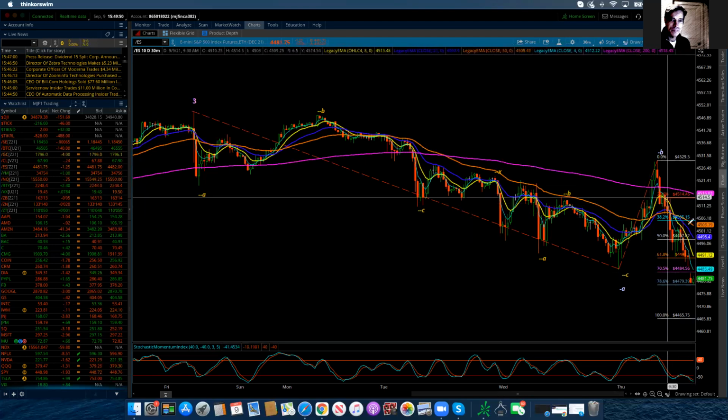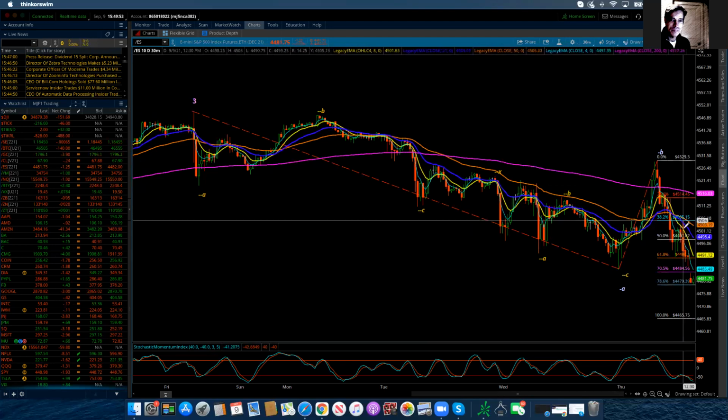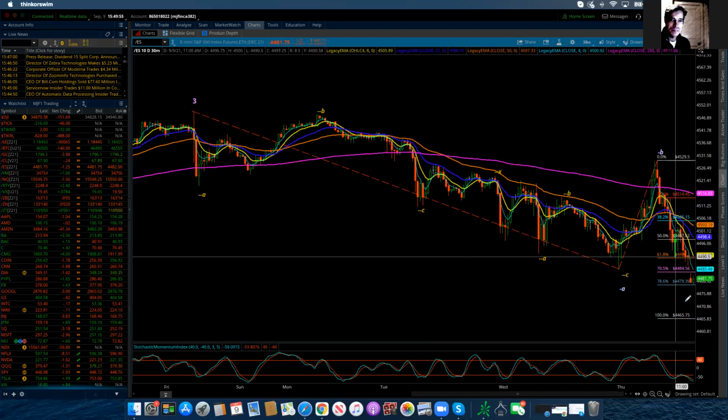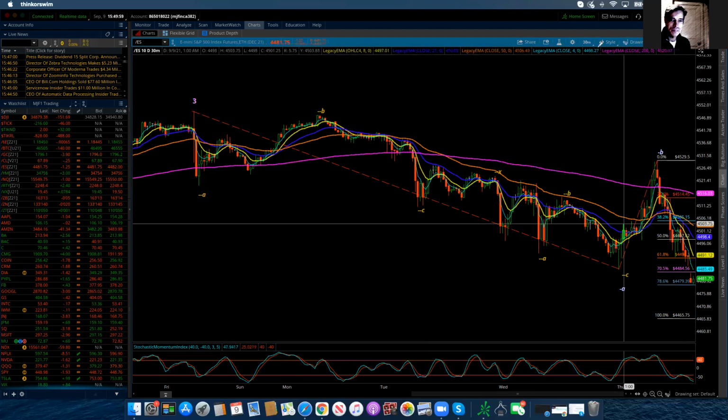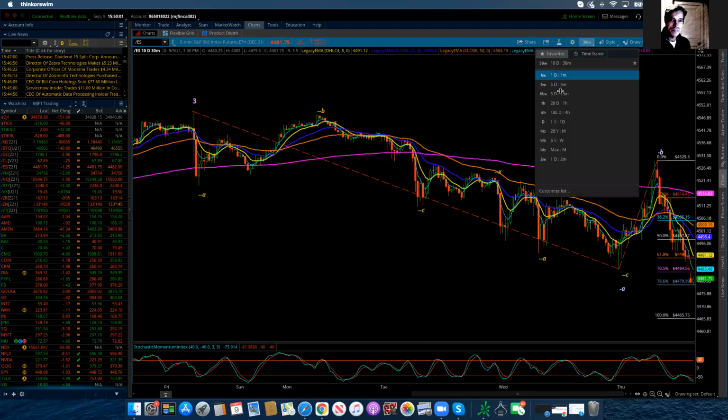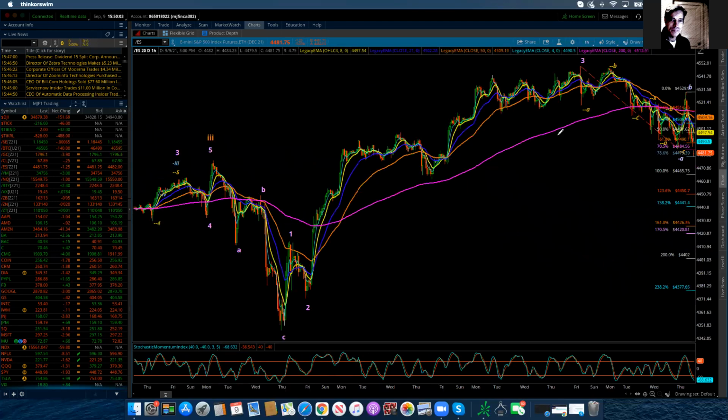All of our moving averages are now turned down. And so when it is complete, we will be looking for an initial 5 waves up on the hourly chart to give us an indication that, number 1, the lows are in, and number 2, minute wave 5 is now underway.